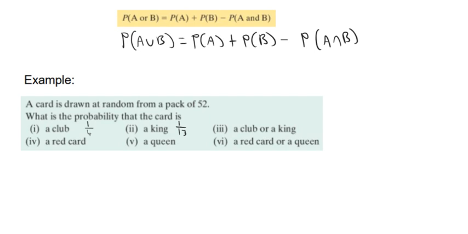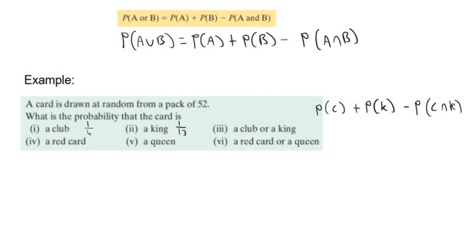Now here, the probability of a club or a king. You can try and think about all of the cards that are a club or a king if you want and count them up, which wouldn't be too hard. Or I'll just use the formula here just so we can see why the formula works. So that's the probability of a club plus the probability of a king minus the probability of a club and a king.